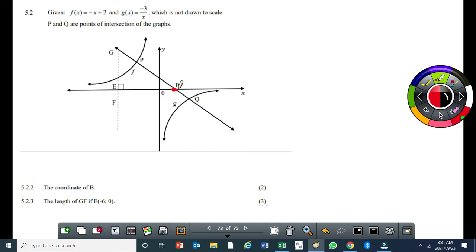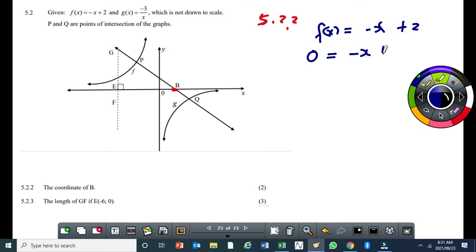So to do that, I'm going to do the solution here, 5.2.2. We are going to use the linear, remember? So it will be f of x equal to minus x plus 2. Since y is 0, I need to substitute f of x by 0. And then you get x equal to 2. So what this means eventually is that the value of x at B is 2, and the value of y is 0.